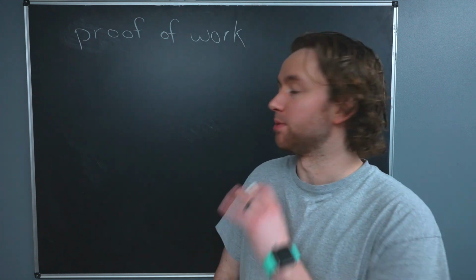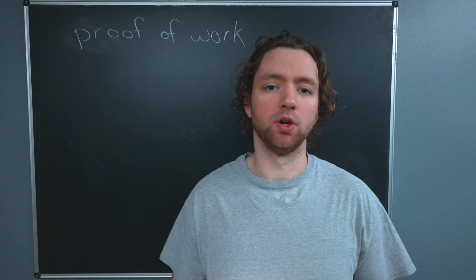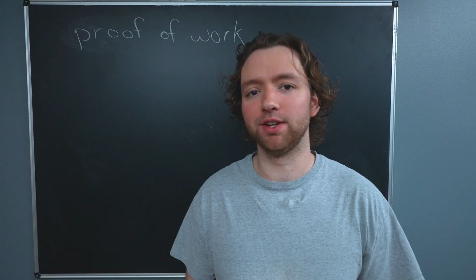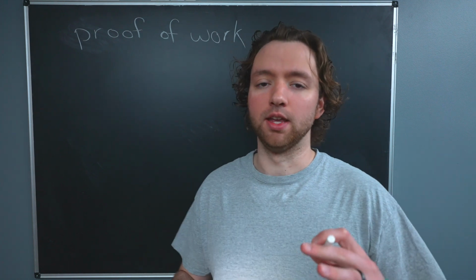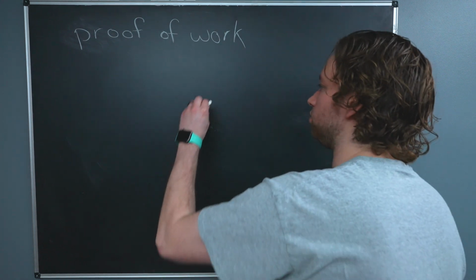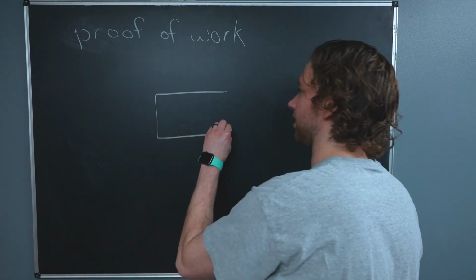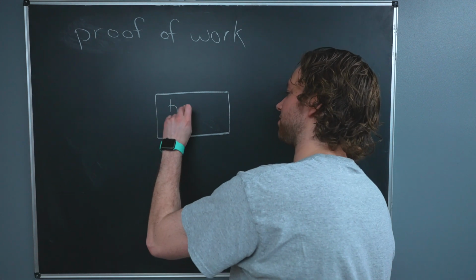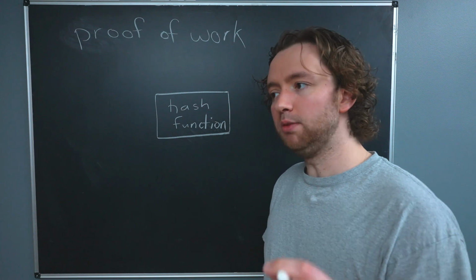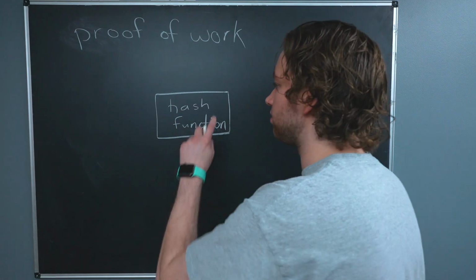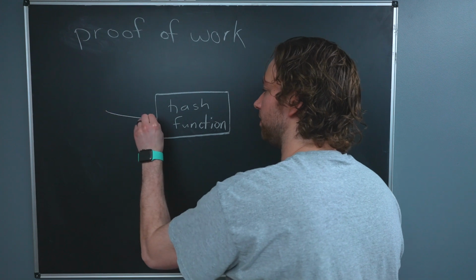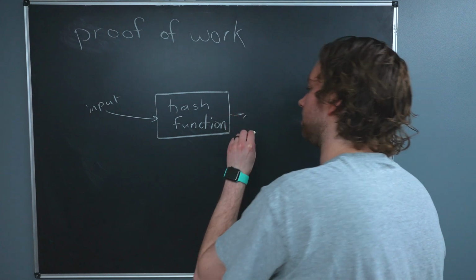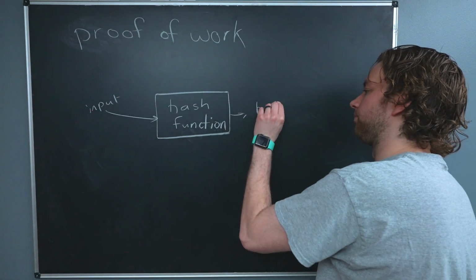So before we understand proof of work fully, we need to understand what's known as a hash function. Now we've talked about these a ton in some of my other programming videos, but this is really important in proof of work. So I'm going to draw a hash function as a square, or technically it's a rectangle, sorry. This is our hash function. And a function will take an input and give an output. So in a hash function, we have some input, and the output specifically is known as a hash value.